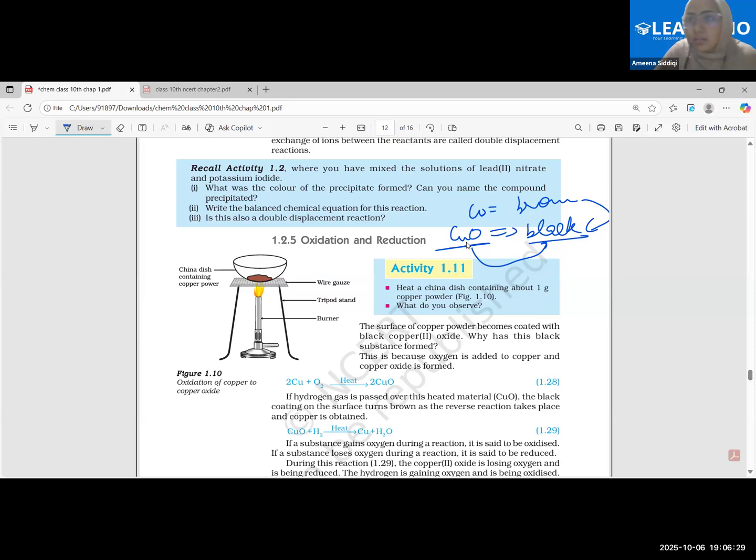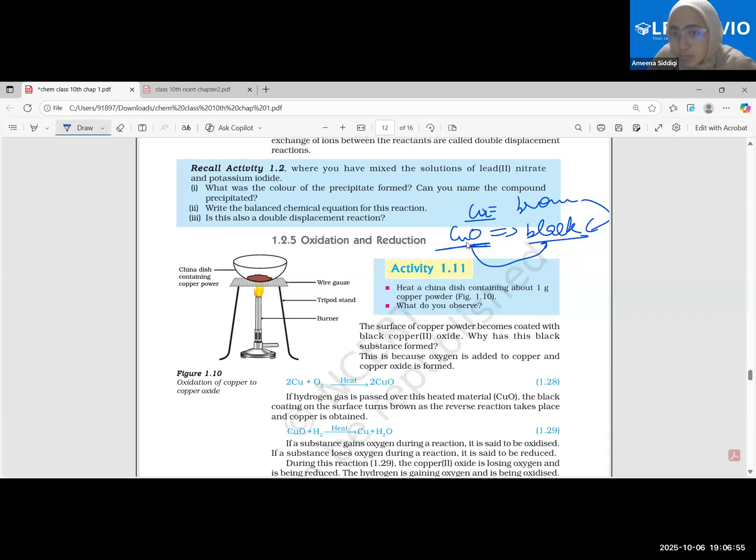Listen, copper is present in brown color initially, pure copper, which is the elemental form of copper. If we heat that, it will bond with the oxygen present in the atmosphere and form cupric oxide. The color of this is black. So the copper has changed from brown color to black color. Why? Because it has undergone oxidation.